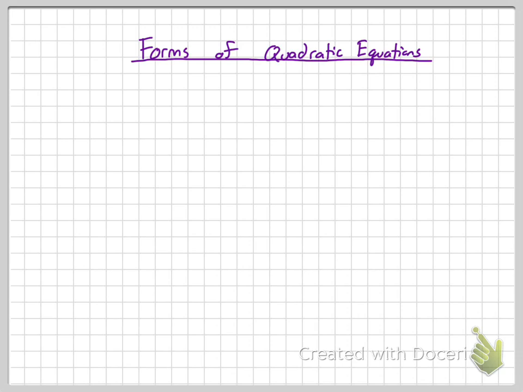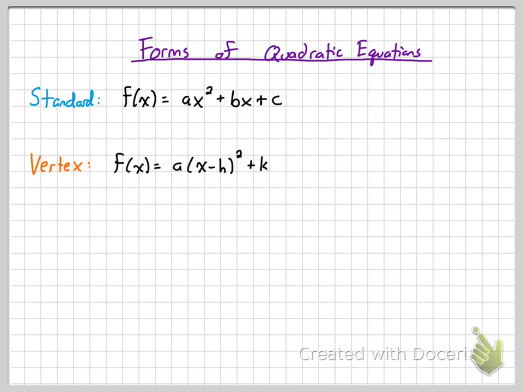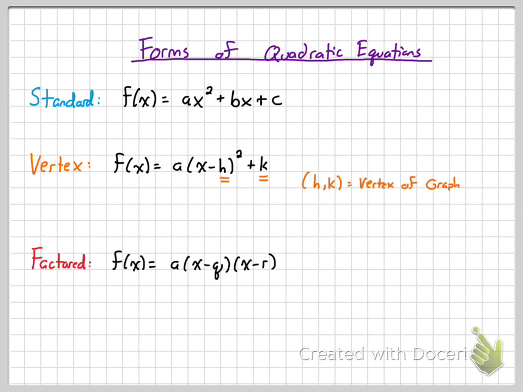Now, this is going to be important. We're finally getting towards the end of the video here. There's 3 different ways that you could write a quadratic equation. The first is standard form, which is ax squared plus bx plus c. Next is vertex form. This one's going to look a little bit newer. f of x equals a times (x minus h) squared plus k. The h and k represent the vertex of the graph. And finally, factored form, f of x equals a times (x minus q) times (x minus r). And q and r would be the zeros of the graph.